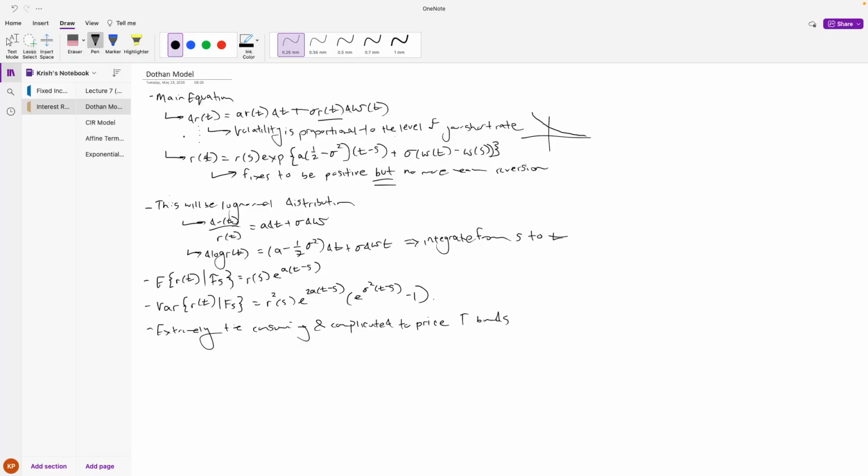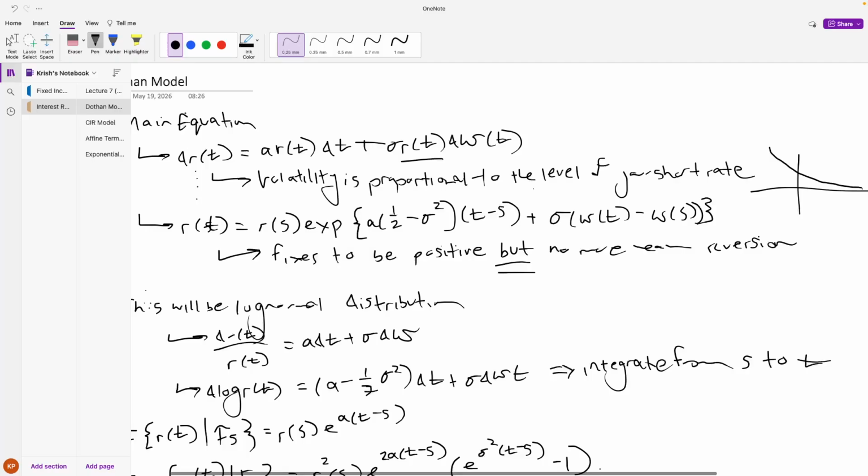And I wrote everything out beforehand just to make things go by a little bit quicker. So the main equation is going to be here. The main thing to take away from this is that volatility is proportional to the level of your short rate. What I mean by this is Vasicek did not have this specific RT value in the Brownian noise component. This is something that is going to be very important, as I'll show you guys later. And also this component right here, which is supposed to be for drift, it's supposed to be for mean reversion. It seems a lot like an exponential growth.